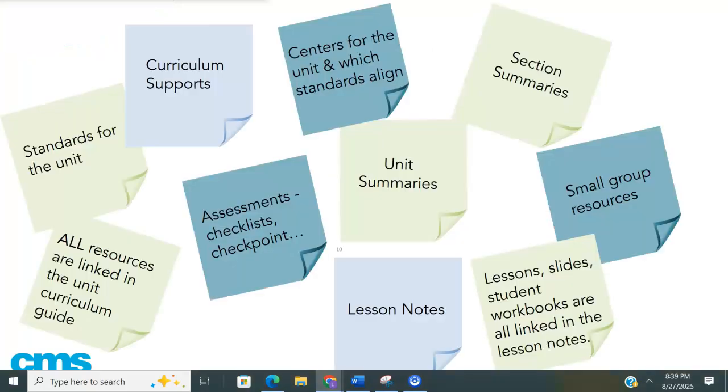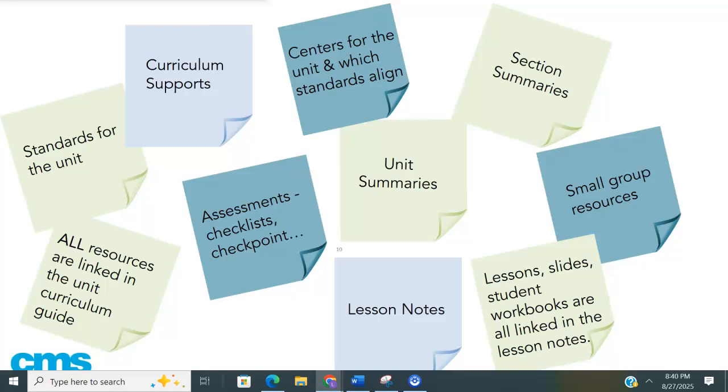You may have noticed that the curriculum guide houses everything that you will need to support instruction per unit. The standards that will be addressed throughout the unit and links to the North Carolina Unpacking document are available to support with standards aligned instruction. Assessment resources include checklists, section checkpoints, unit assessments, and reassessments. Resources to support small group instruction, centers, unit overviews, and section summaries are all also available.